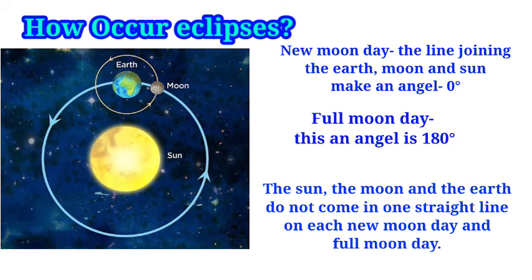However, sometimes on a new moon day or a full moon day, they three fall in one line. They are in the same plane. And then eclipses occur on such an occasion. It means eclipses do not occur on each full moon day and each new moon day. Thus, from this lesson, we have learned how eclipses occur. What are the types of these eclipses? We will learn about these eclipses in the next section.